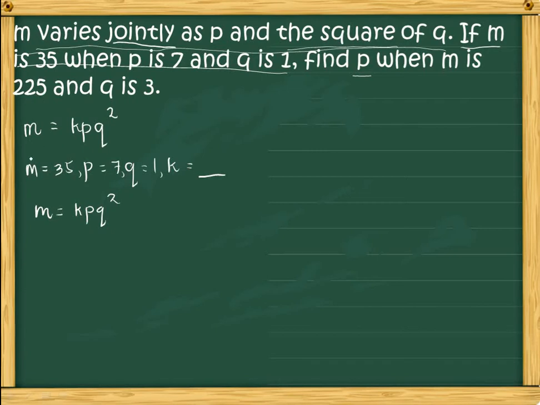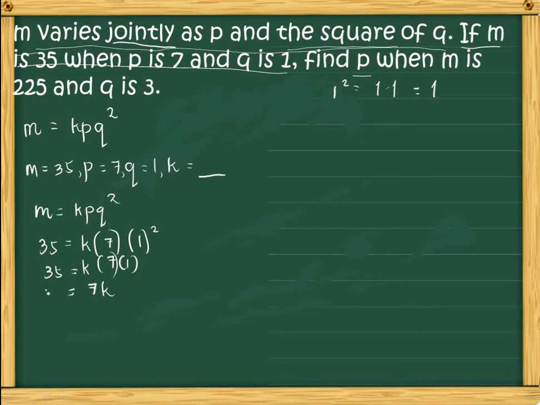Now, let's substitute the value of M. M is equals to 35 is equals to k times the value of P, which is 7, times Q, which is 1 squared. So take note, 1 squared, if you expand this 1, this is 1 times 1. Bakit meron tayong dalawang 1? It's because the exponent is 2. So dalawang 1 ang gagawin. So 1 times 1 is still 1. So 7 times 1 times k is equals to 35. 7 times 1 is 7 times k is 7k is equals to 35.